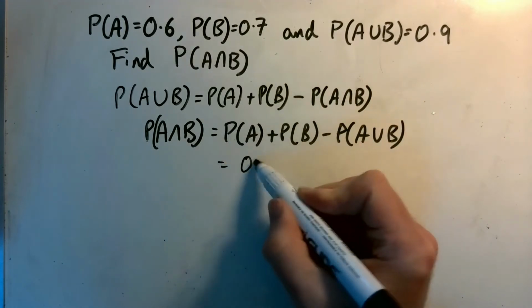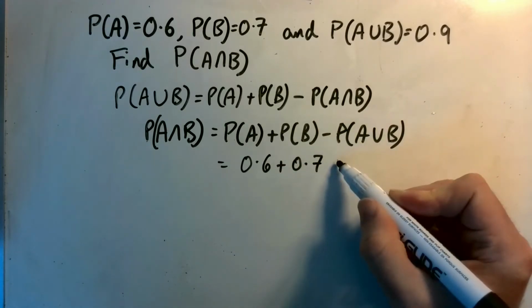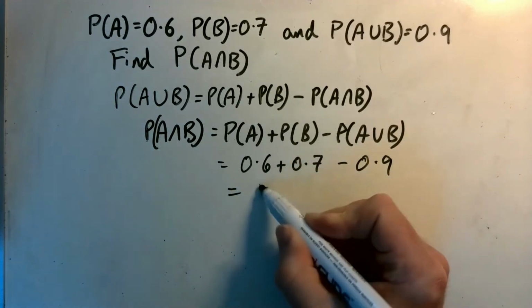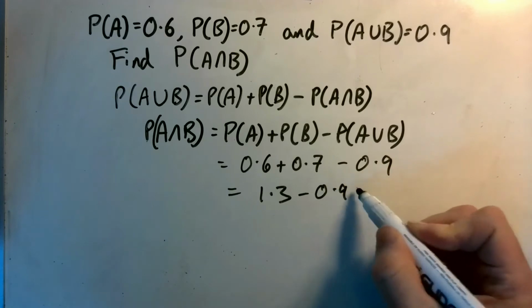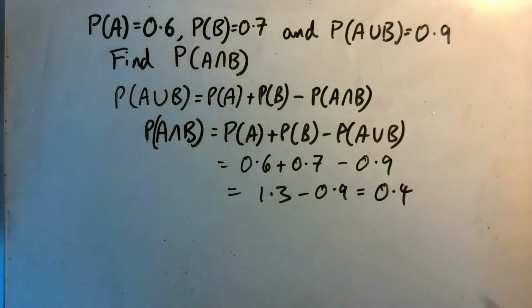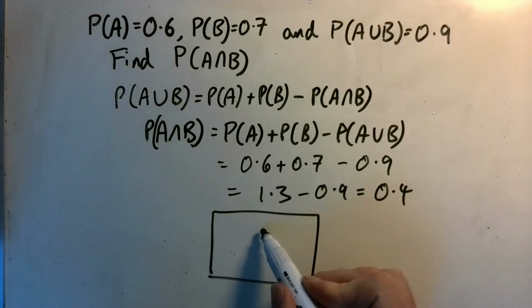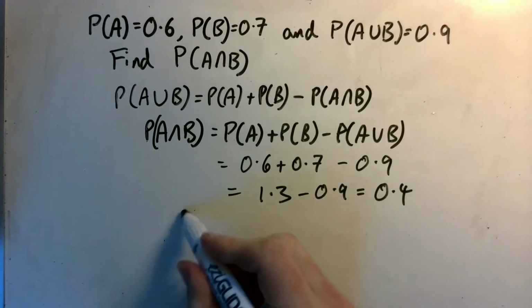So we've got 0.6 plus 0.7, and then we're going to be taking 0.9, which is a good job because this adds up to more than 1, which isn't possible, is it? 1.3 take 0.9 gives us 0.4. Always a nice idea at the end to just check it makes sense by using a Venn diagram. That's not really large enough.